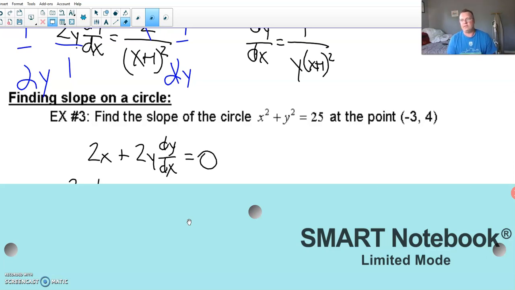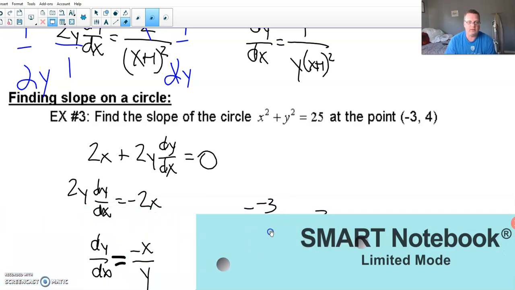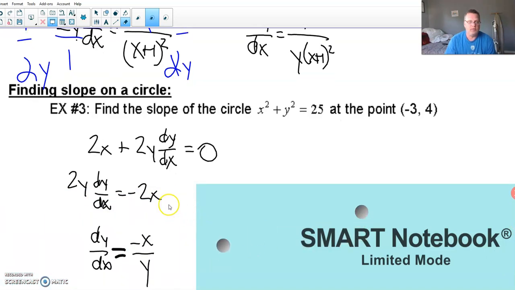Now remember, when you're doing implicit differentiation, you have to get the term with the dy/dx on a side by itself, and then get the dy/dx by itself. So we move the 2x over, and then we divide by 2y, and the 2's cancel. So the derivative of y with respect to x is negative x over y. Remember that's the slope at any point on the circle. You just put it in wherever you want and you can find it. Slope of the tangent, right?